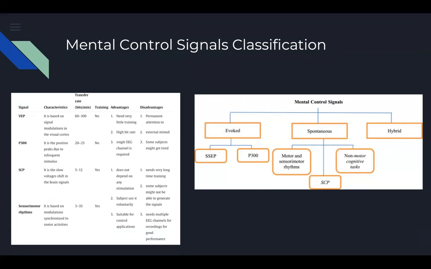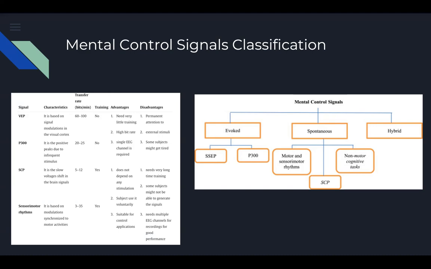Then there is the spontaneous signal. This signal is generated without external stimulation. And within the spontaneous signal there is the motor and sensory motor rhythm, non-motor cognitive task and SCP.